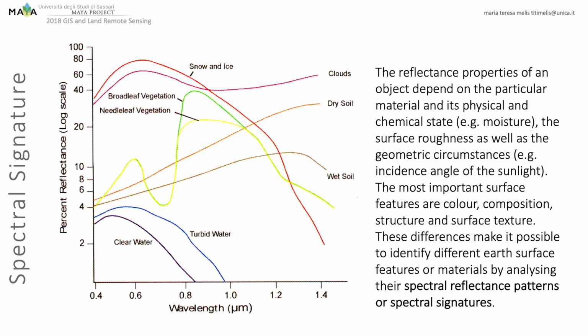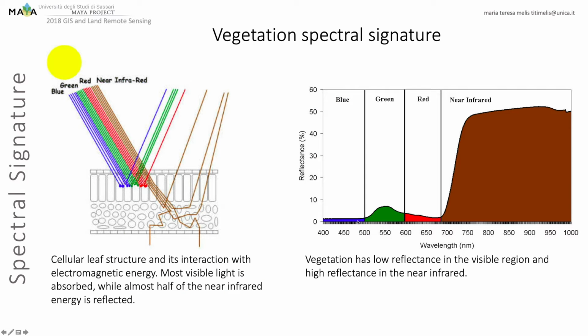And here you see the spectral signature of different objects: snow and ice, clouds, dry soil, wet soil, turbid water or clear water. This is very, very important, as we can recognize from satellite images the presence of these objects on the surface, and we can extract information about these objects.